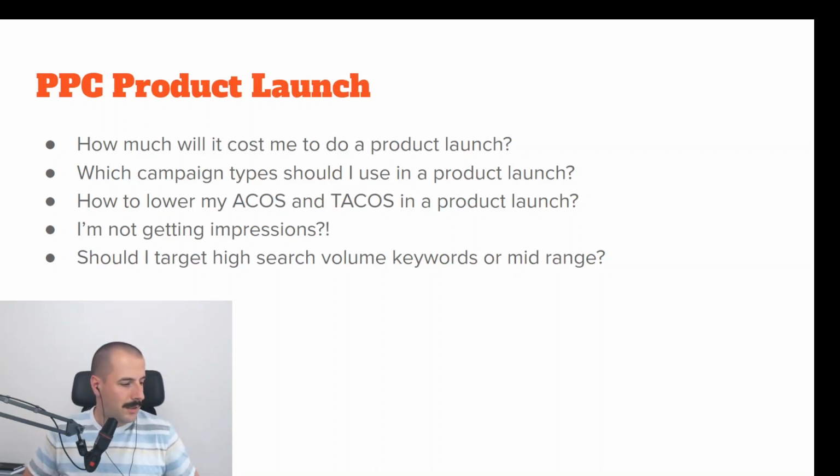Now, the third interesting question is how to lower my ACoS and total ACoS in a product launch. Well, the simple answer is you shouldn't. Having a high ACoS in a product launch is basically a must. There are occasions, and you keep hearing these stories like, hey, I just launched my product, I'm a week in, and I have my ACoS at 40%. That can happen, but that's an exception, an outlier. Having an ACoS of 100%, 150% during a product launch is a normal thing.